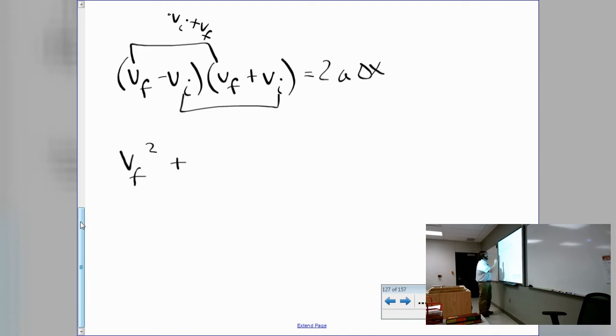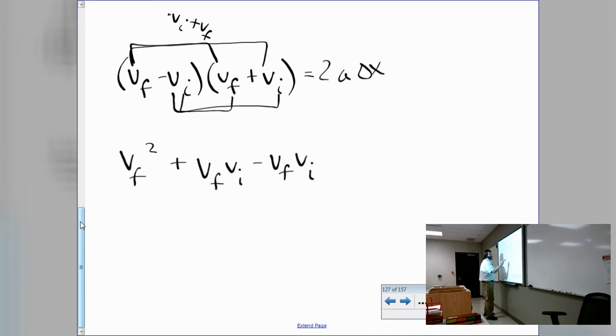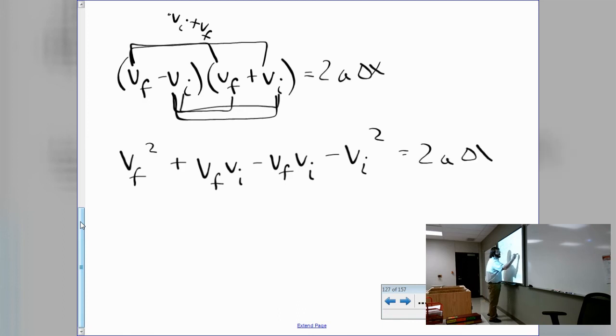The next thing I'm going to multiply is my first and my outside. So we'd have a positive VF VI. Now my insides, that'd be minus VF VI. And then my last, that would be minus velocity initial squared. Then this all equals again 2a delta x.